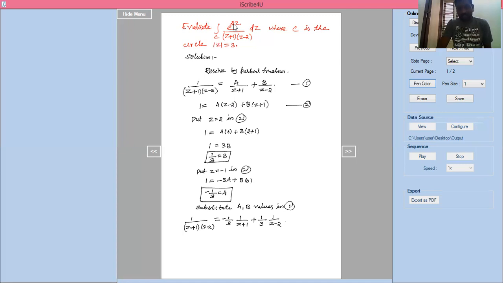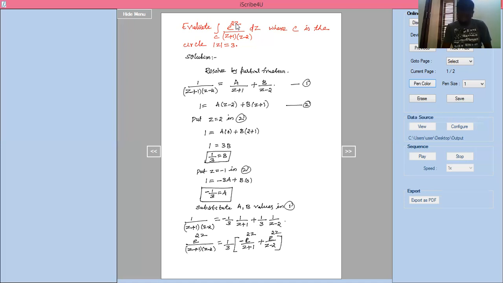Now I'm going to take e power 2z divided by (z plus 1) into (z minus 2). Why am I taking it? Because in the given problem e power 2z is there. So e power 2z divided by (z plus 1) into (z minus 2) equal to 1 by 3 times, taking out, minus 1 divided by z plus 1 plus 1 divided by z minus 2. Here also I have to multiply e power 2z.